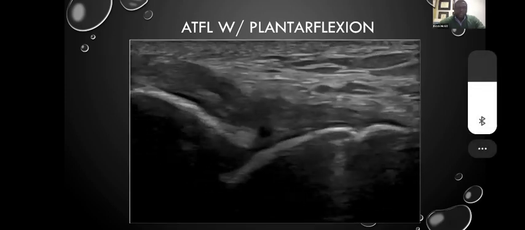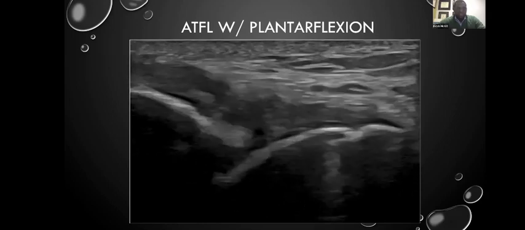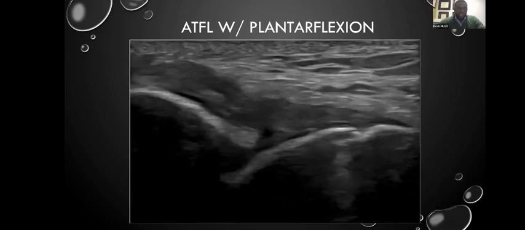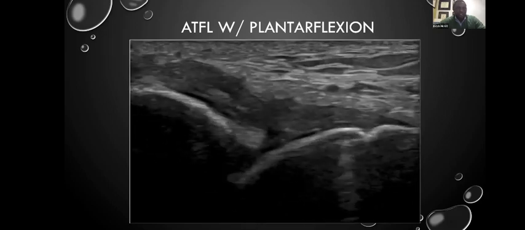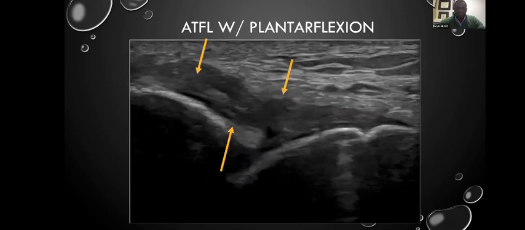As you can see, when it's in neutral, the ligament is lax, but when you plantar flex, the ligament stretches out and becomes straight. And so now you can tell that it's just a partial tear. There you can see it becoming straight, and that sort of defect shows a partial tear.